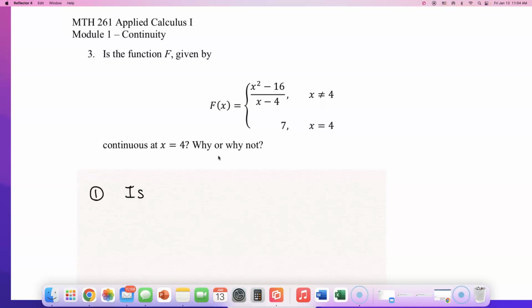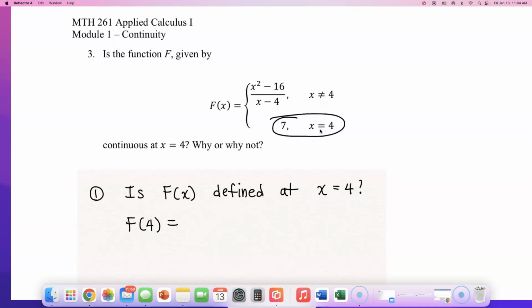Is f of x defined at x equals 4? If it is, what is f of 4? Well, the function says when x is 4, use 7, right? They said it right here. When x is 4, the function value is going to be 7. So yes, it is definitely defined at x equals 4, and f of 4 is equal to 7.